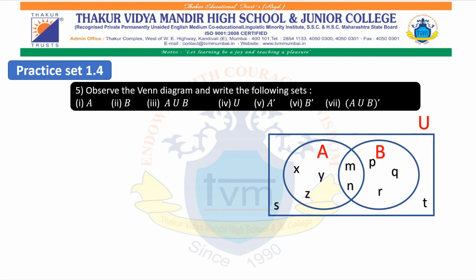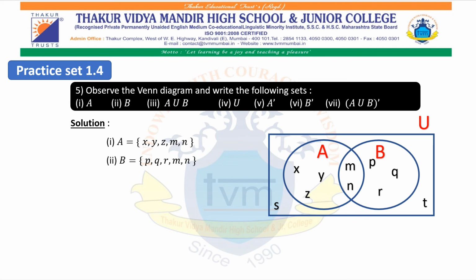Okay, now with the help of this Venn diagram, we have to write set A. Set A means all the elements which come in that circle of A. Here I can see a total of 5 elements, which can be written as A is a set of X, Y, Z, M, N. Then they had asked us to write the elements of set B. We will write all the elements which we can see in circle B. Therefore, B is a set of P, Q, R, M, N.